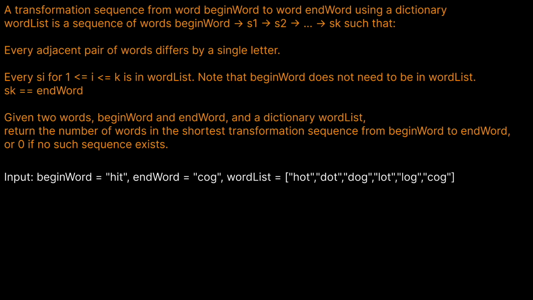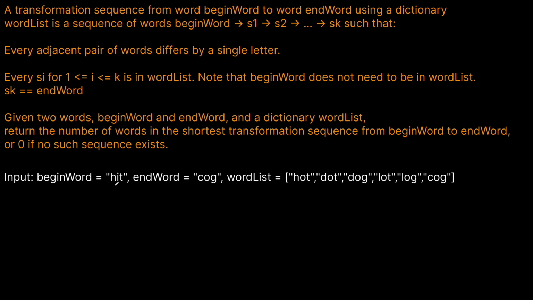So terrible explanation from Leetcode. Basically, given two words, begin word and end word, and a dictionary word list, return the number of words in the shortest transformation sequence from begin word to end word, or 0 if such a sequence doesn't exist. So basically ignore all this because Leetcode doesn't know how to write English. Anyway, let's look at an example here. Let me get my pen back.